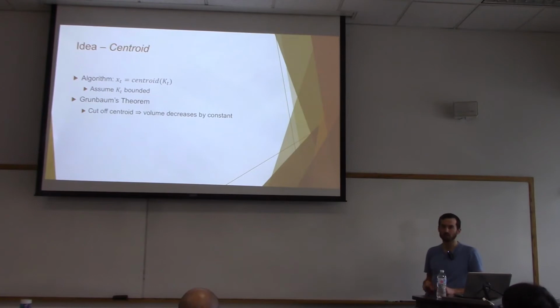The motivation behind doing this is Grunbaum's theorem, which says every time I cut off the centroid of a convex set, it decreases the volume of that set by a constant, so that over time I get exponential decrease in the volume of the set, and it might be a nice way to track progress.